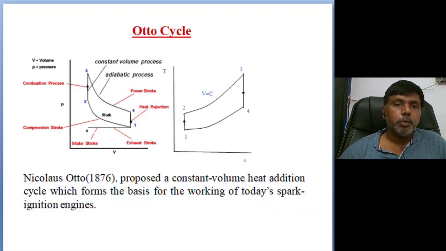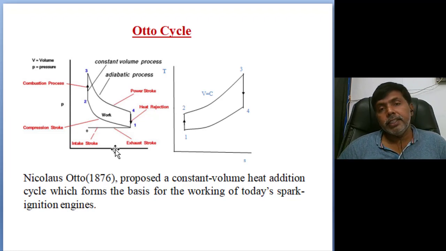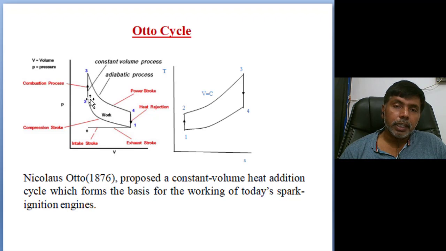Next we discussed the Otto cycle. The major drawback of the Carnot cycle is heat addition. So in the Otto cycle, Nicholas Otto proposed constant volume heat addition instead of isothermal heat addition. In the constant volume process, heat addition takes place, and in a constant volume process, heat rejection takes place. So constant volume heat addition was proposed by Nicholas Otto, and adiabatic expansion and adiabatic compression are the same. It was proposed in 1876.